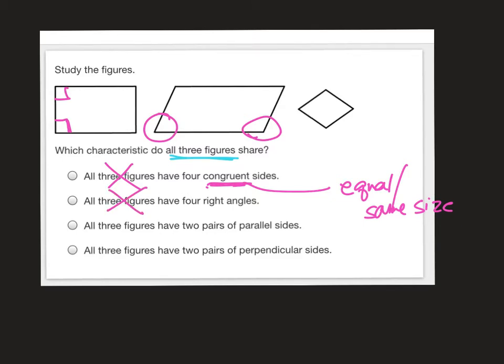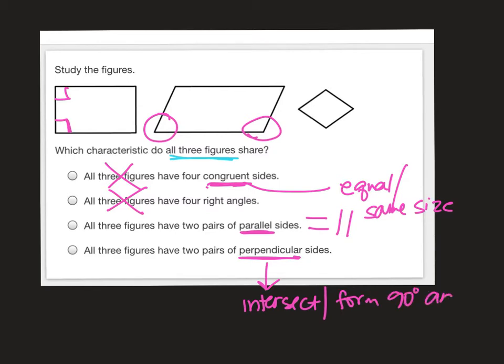The next one, all three figures have two pairs of parallel sides. Remember, parallel sides, we've talked about it being sides that never touch. Okay, so we have here, they never intersect. So these could be a pair of parallel sides. These could be a pair of parallel sides. All right, our last choice says perpendicular. Now we know, by definition, perpendicular lines intersect, and they also form 90-degree angles. Well, we've already kind of taken that out of the mix because of the second choice. So we know that they don't all have four 90-degree angles.